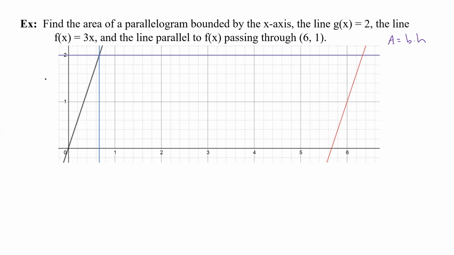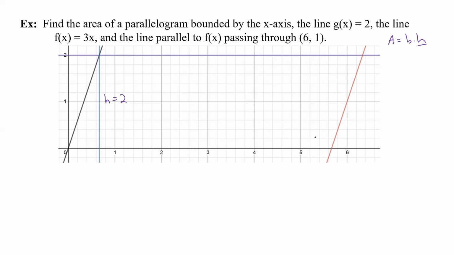Now we have to figure out what our height is. Our height is pretty easy here. They told us that, so height is equal to 2. So that part we have down. The part we have to find now is the base, from 0 to what is that value here.